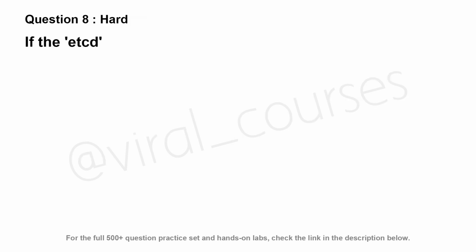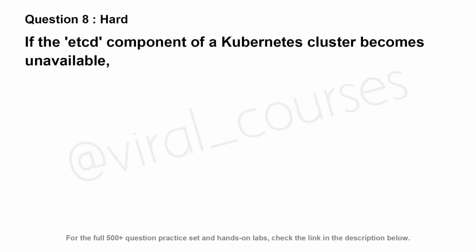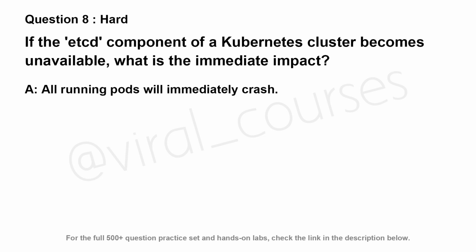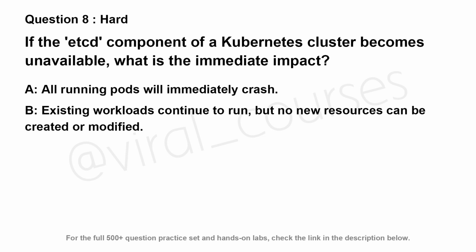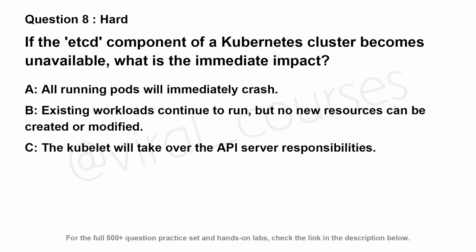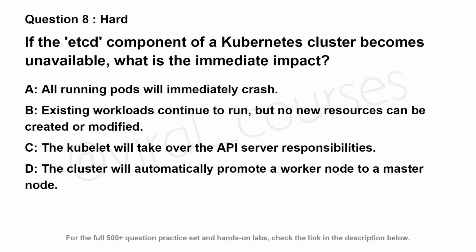If the etcd component of a Kubernetes cluster becomes unavailable, what is the immediate impact? Option A. All running pods will immediately crash. Option B. Existing workloads continue to run, but no new resources can be created or modified. Option C. The kubelet will take over the API server responsibilities. Option D. The cluster will automatically promote a worker node to a master node.